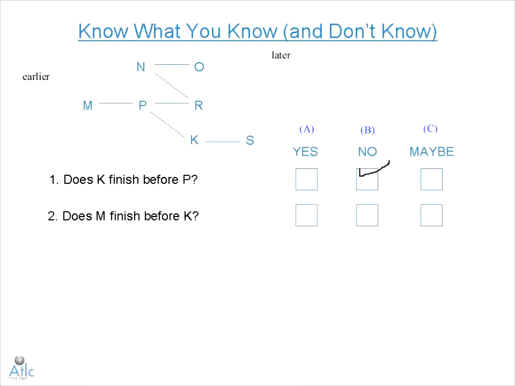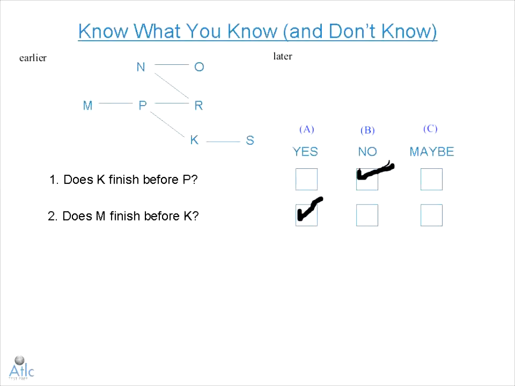Please vote again up top. Does M finish before K? A few more people still haven't voted. Does M finish before K? Wendell, you can vote up top with A, B, or C. A meaning yes, B meaning no, C meaning maybe. People are pretty unanimously saying that M finishes before K.